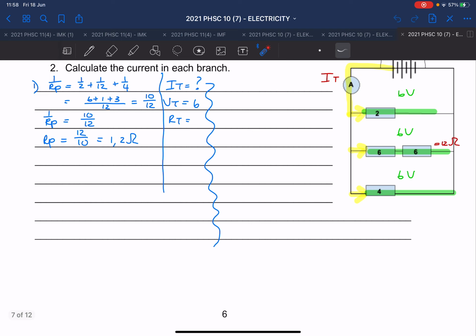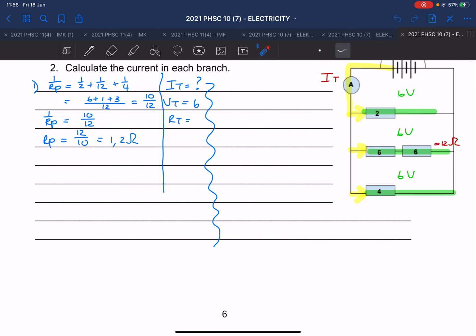So we say 1 over 2 plus 1 over 12 plus 1 over 4. That's what we did there. So we calculated 1 over R parallel, but we don't want that. We want R parallel, so we swap them around. 12 over 10, so we swap them, and that is 1.2 ohms.